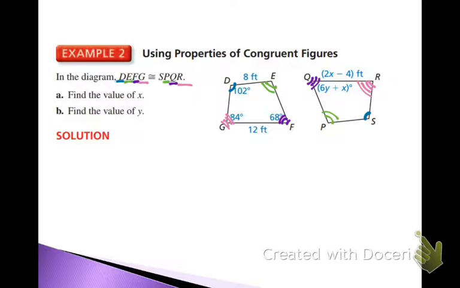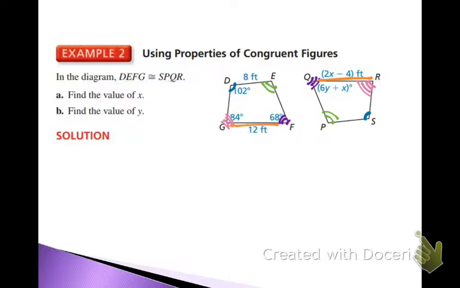All right, so what we do is we're going to decide what's congruent to what so we can set things equal so we can solve. All right, so what does it ask us to find first? X. Where is X in this problem? On the right side. Yeah, QR on the right side. So we see 2x minus 4 and 6y plus x. Which one do you think will be easier to solve for first? 2x minus 4. So let's think about this. What is QR going to be congruent with? FG. Yeah, they're going to be congruent to each other.